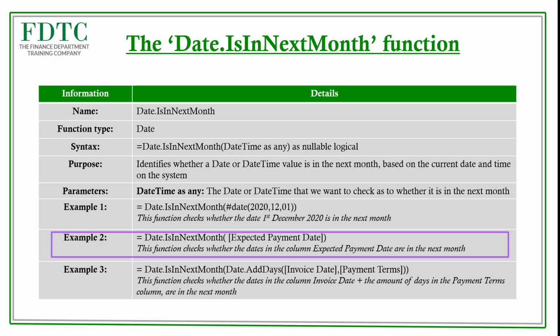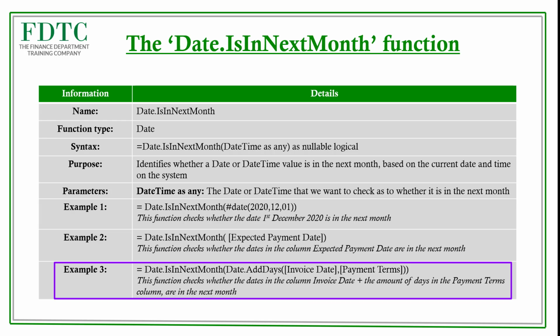Now, the next example checks whether an invoice we've received is due for payment in the next month. Now, this time we start off, of course, with our function, and then open the brackets, and we then have our column name, Expected Payment Date, and then we close the brackets. This function then checks whether the dates in the column Expected Payment Date are in the next month or not.